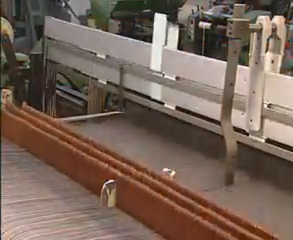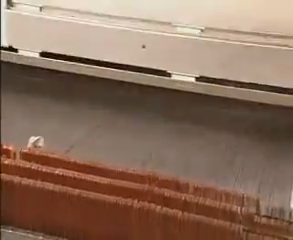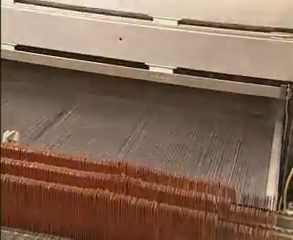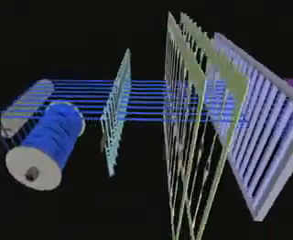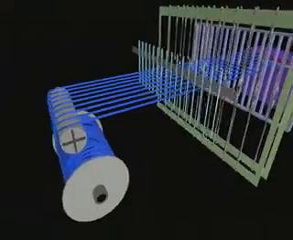How do we get the yarns interlaced to form a fabric? The warp yarns must be arranged in a parallel manner and precisely controlled so that the weft yarns can be inserted to form a fabric. The illustration shows the major components of the weaving machine.